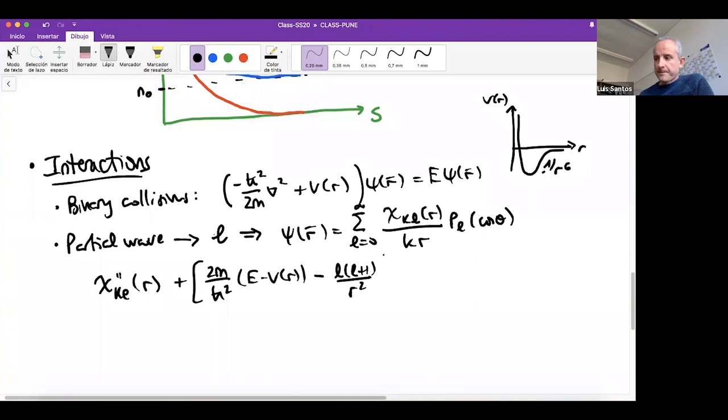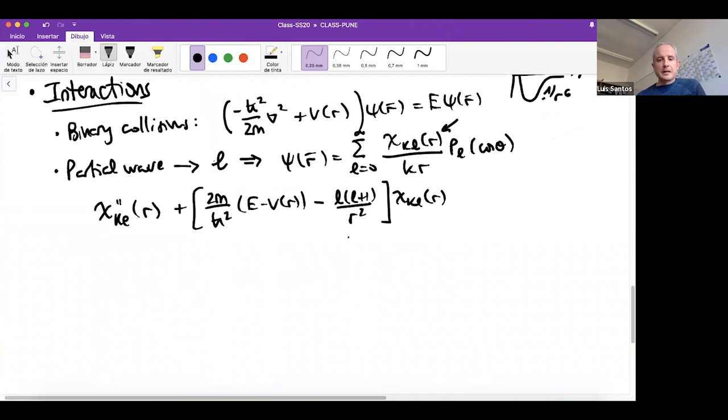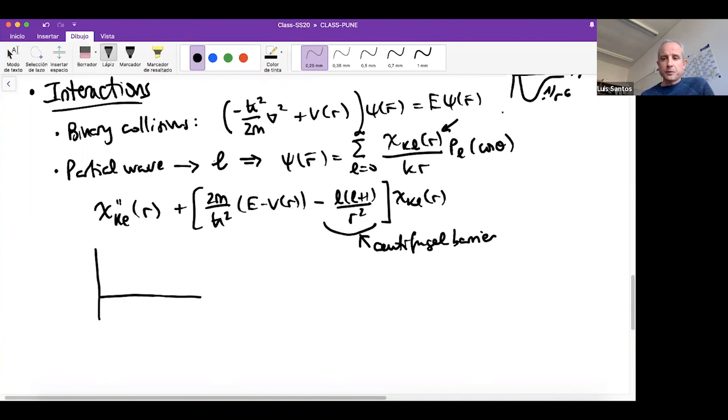Okay, so this is the radial equation for this function here. And here you see the appearance of this term, which is nothing else than the centrifugal barrier. This means that the atoms in the relative coordinate, instead of seeing this potential that they plotted here, see something like this, rather. There's this barrier here, introduced by the form 1 over r squared. You see that this barrier is there for all L different than zero.